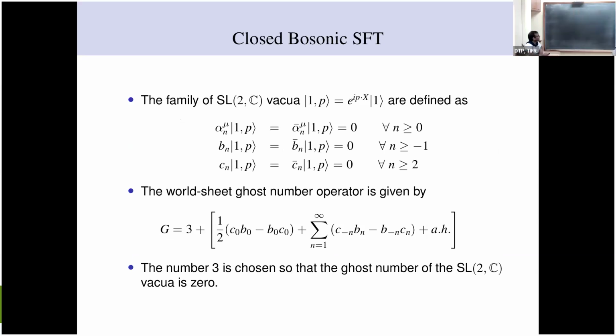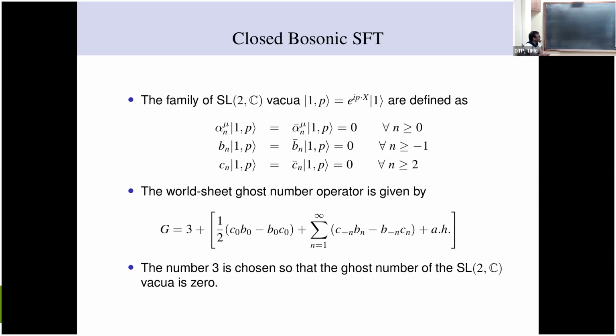Now, you can construct a family of SL(2,C) CFT vacua, |1,p⟩, which is obtained by acting with the operator e^{ip·X} on the ground state |1⟩. This family of vacua satisfies these properties. For example, they are annihilated by the annihilation operators α^μ_n for all n ≥ 0, by b_n and b̄_n for n ≥ -1, and by c_n and c̄_n for n ≥ 2.